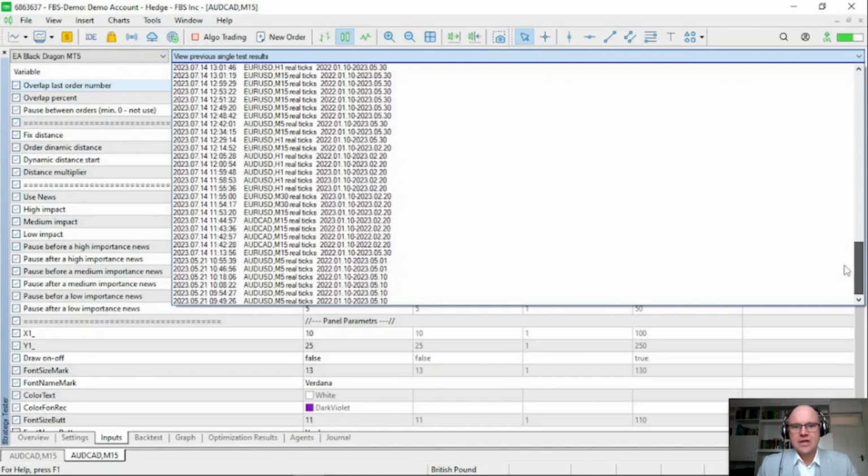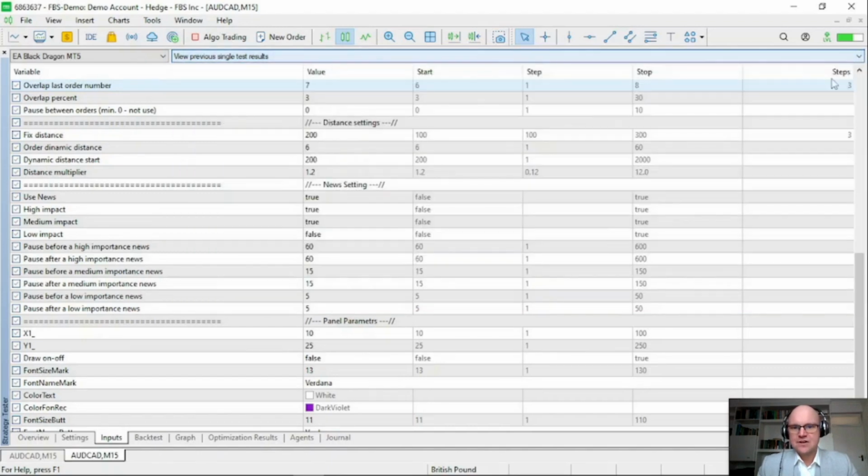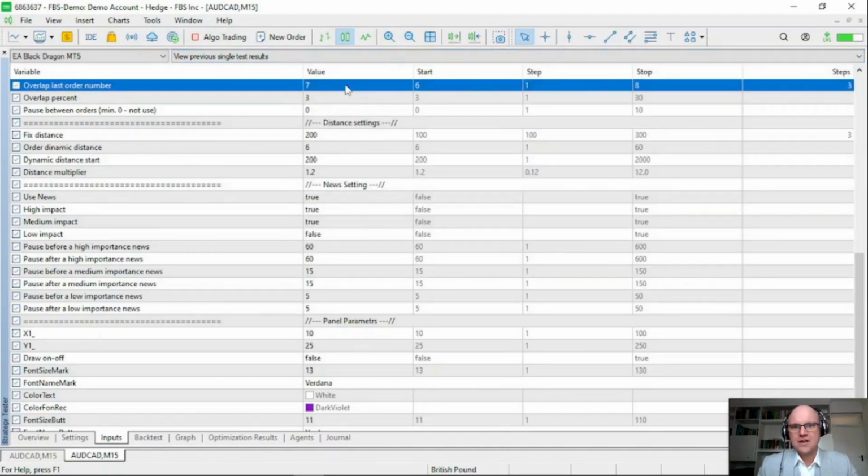Now, the set file for EA Black Dragon will be available for download, so again, feel free to test it for yourself against your specific broker.